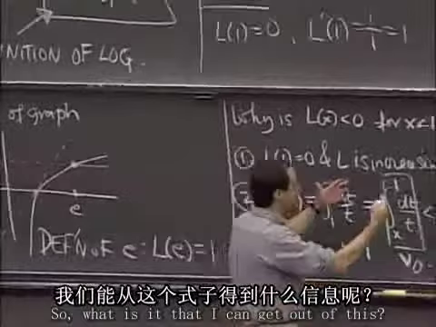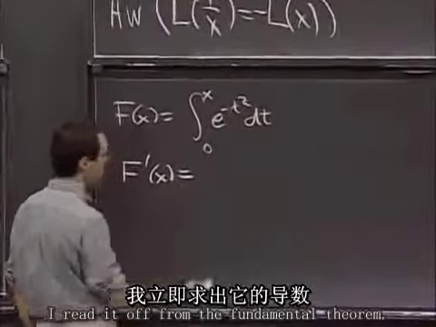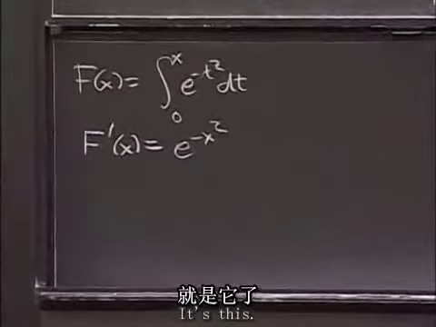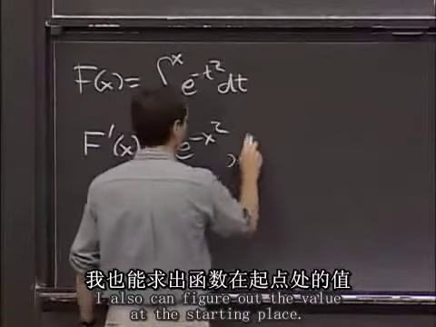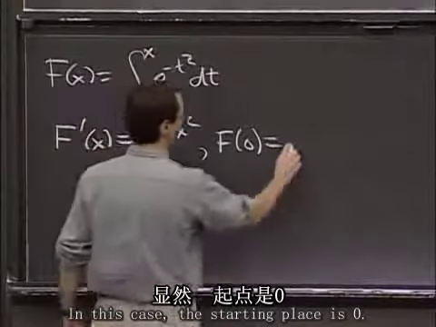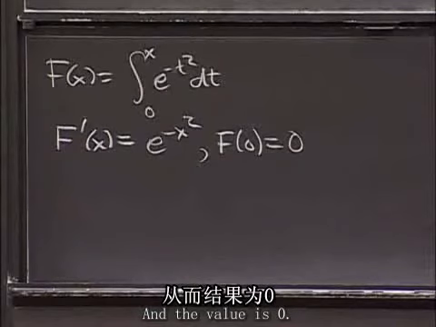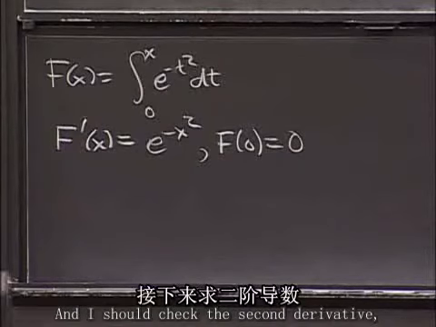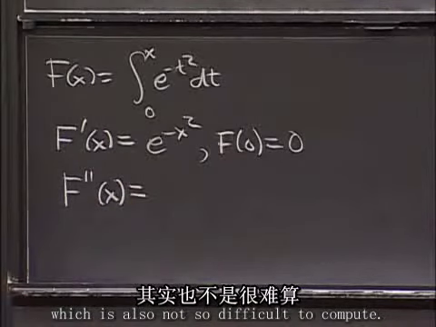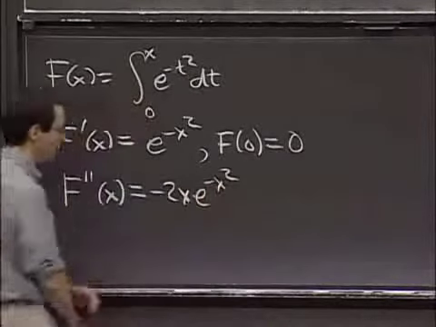So what is it that I can get out of this? Well, immediately I can figure out what the derivative is. I read it off from the fundamental theorem. It's this. I also can figure out the value at the starting place. In this case, the starting place is 0, and the value is 0. And I should check the second derivative, which is also not so difficult to compute. The second derivative is minus 2x e to the minus x squared.